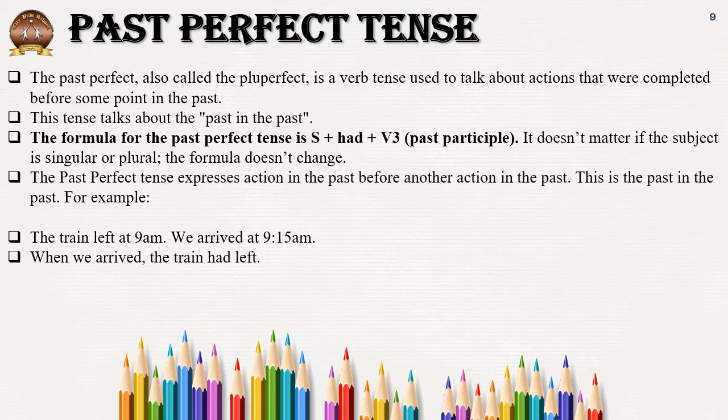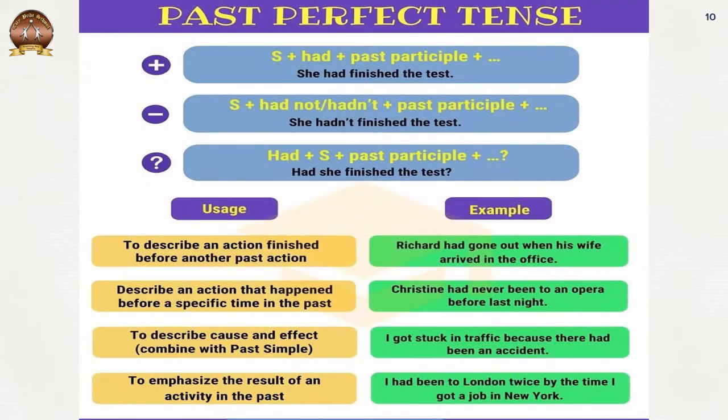Okay, so the past perfect tense expresses action in the past before another action in the past. This is the past in the past. For example, we see here how we use it to describe an action finished before another past action. Describe an action that happened before a specific time in the past. To describe cause and effect combined with past simple. Then to emphasize the result of an activity in the past. Read the examples. It will further clarify if you have any doubts.